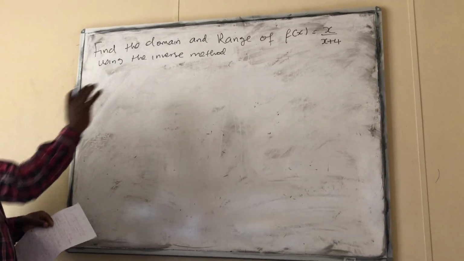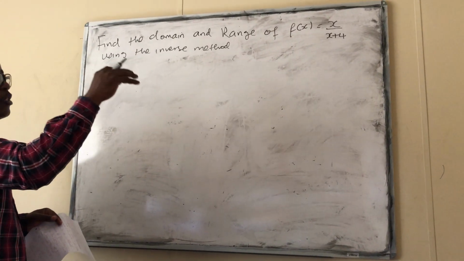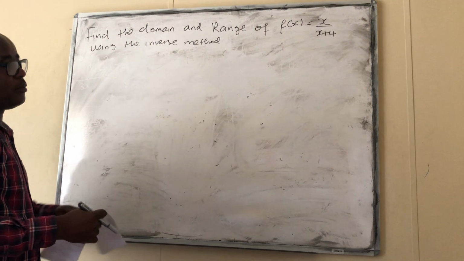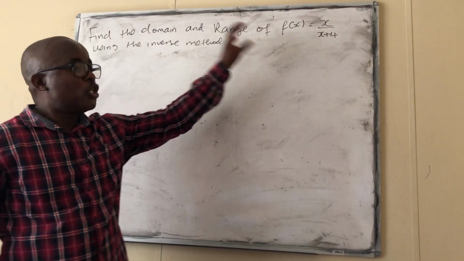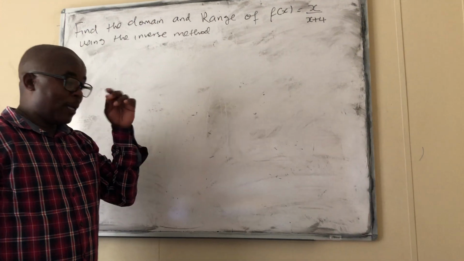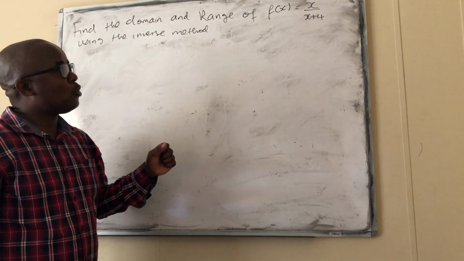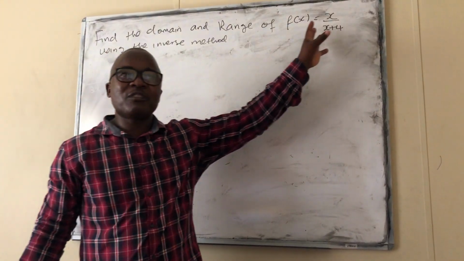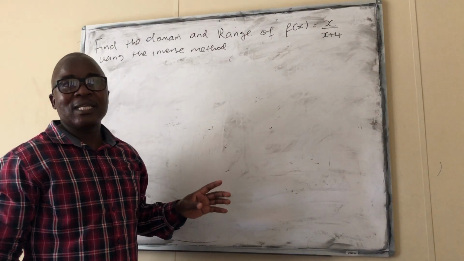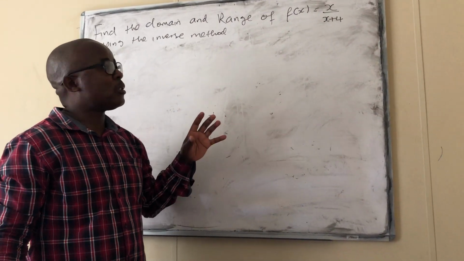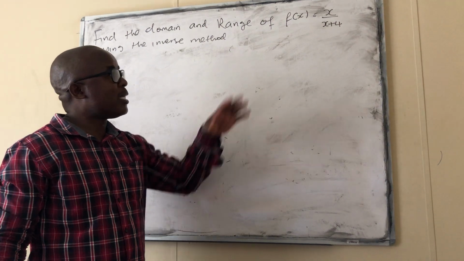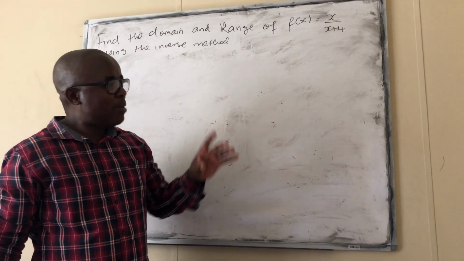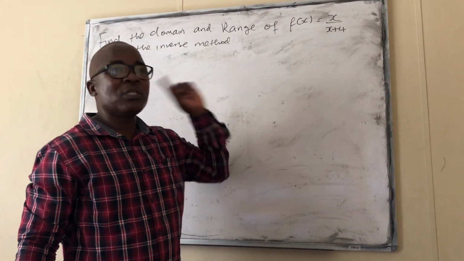Right. So here we are being asked to find the domain and range of f of x using the inverse method. Remember, with the domain, if it's a fraction, you look at the fraction and say that for this fractional function to be defined, it must satisfy all values in the real number line. Remember, we are dealing with real values, not imaginary or complex values. It must satisfy all real values. But there has to be an exception here because it's a fraction.